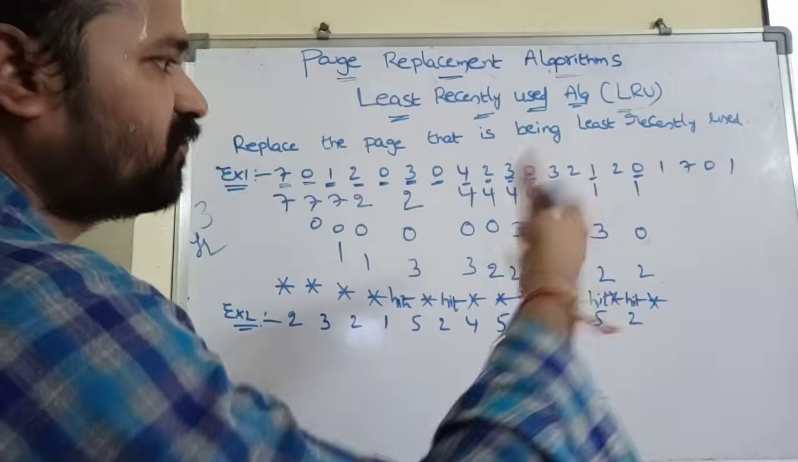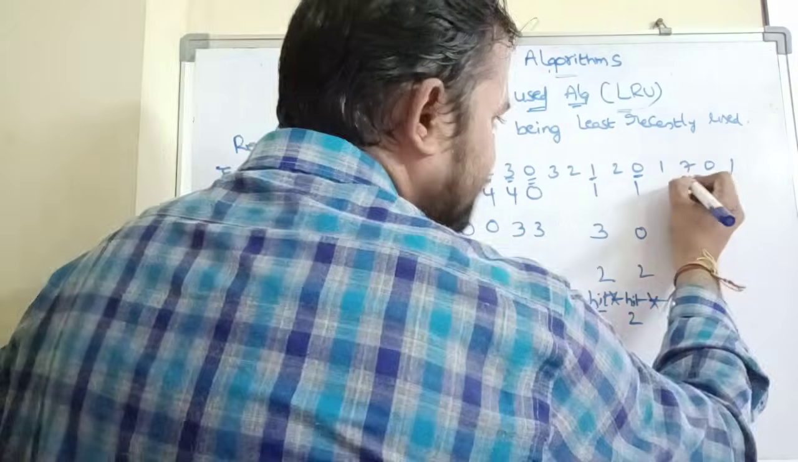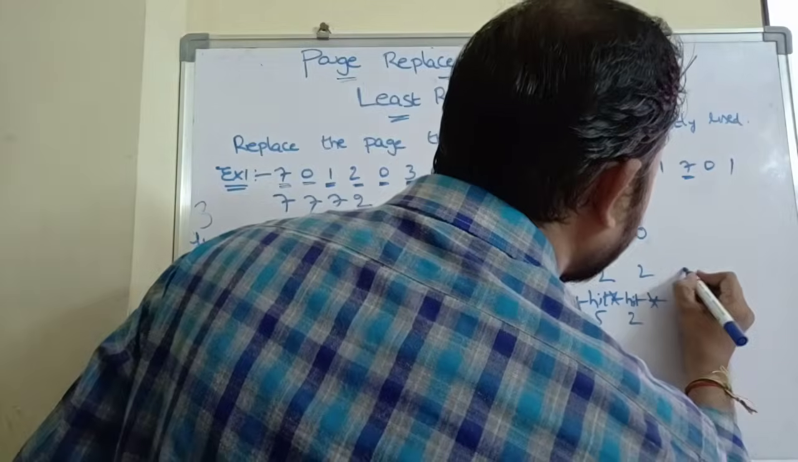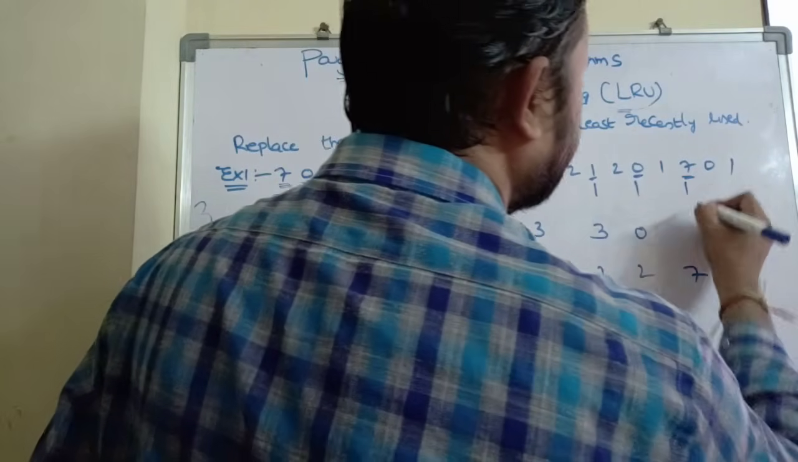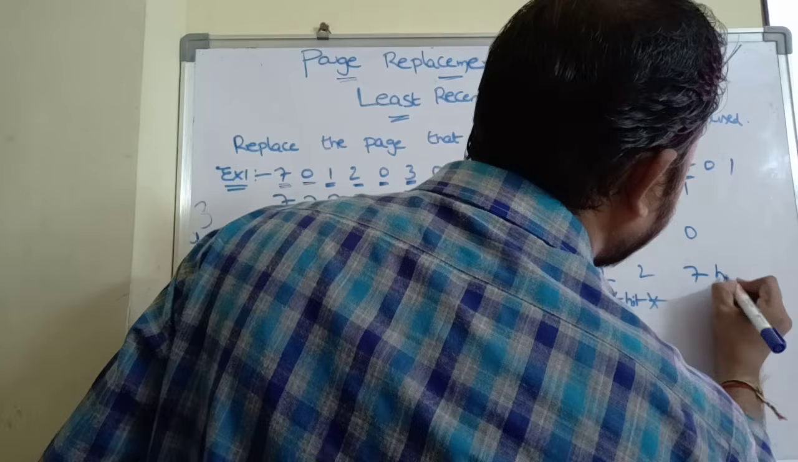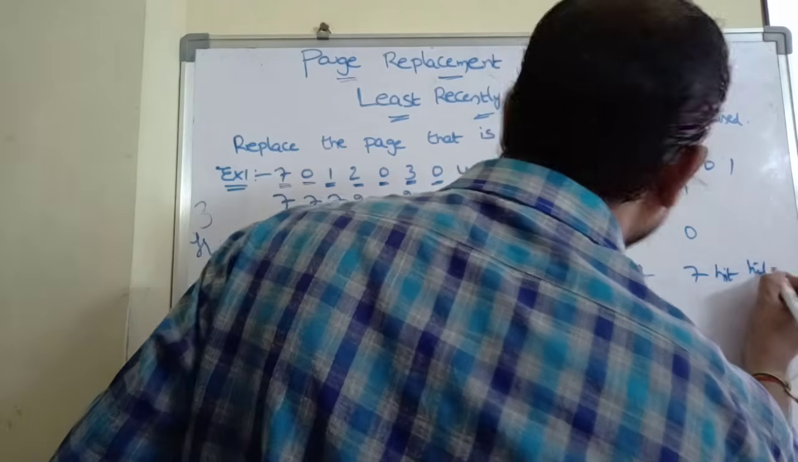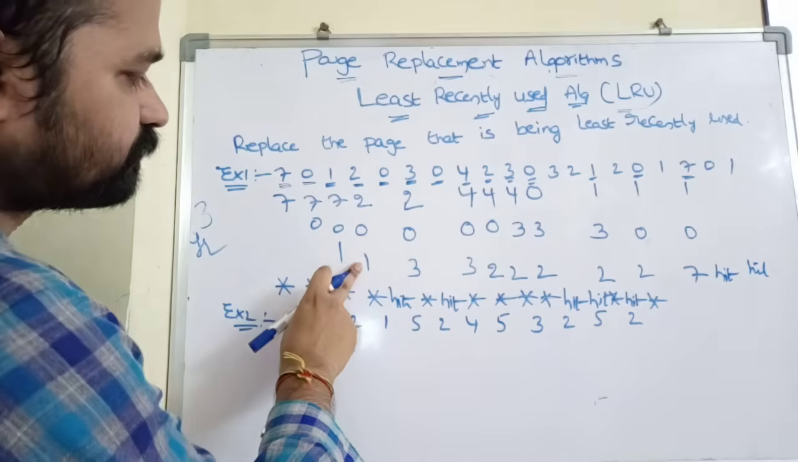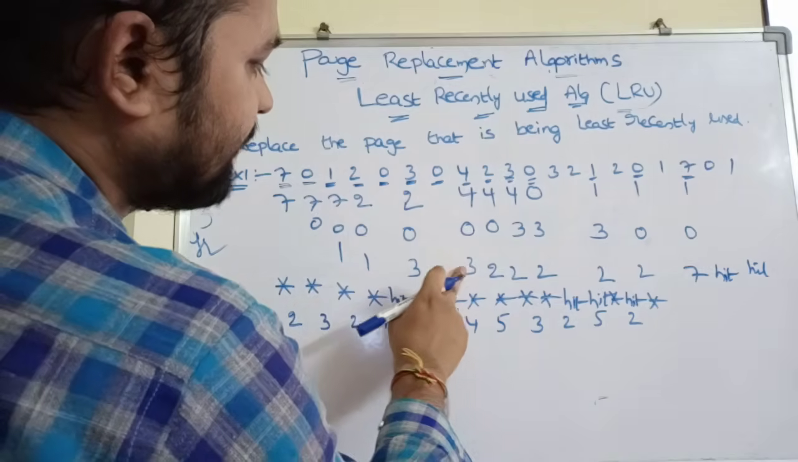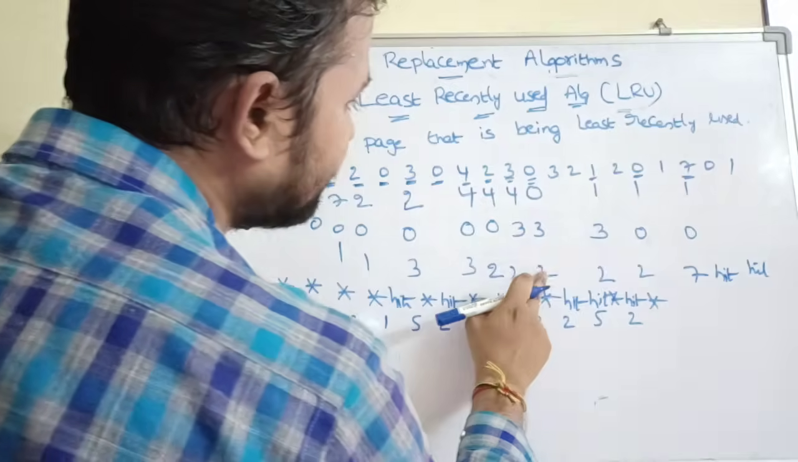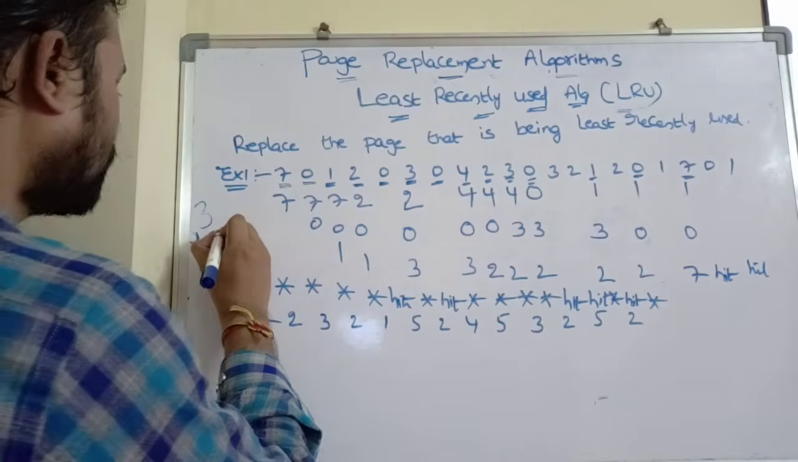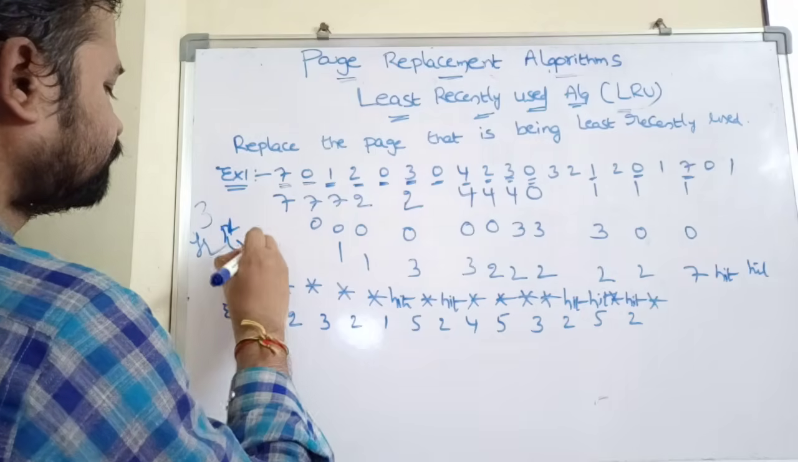So page fault. 1 already present. Next 7. What is the least recently used page? 2 here. So in place of 2 we will get 7. Next 1, 0. 0 already present. So hit. 1 already present, hit. So the number of page faults are 1, 2, 3, 4, 5, 6, 7, 8, 9, 10, 11, 12. So the number of page faults are 12.